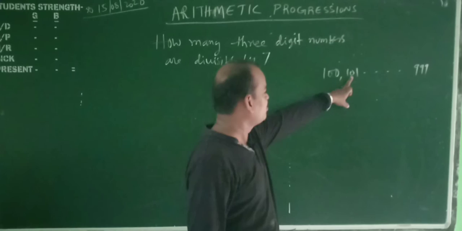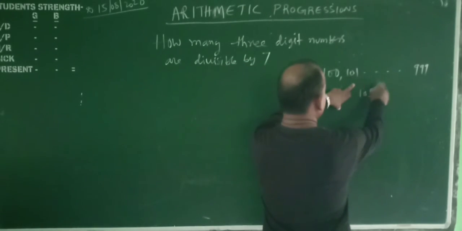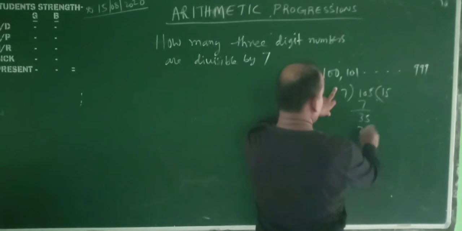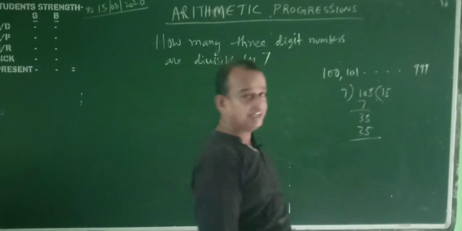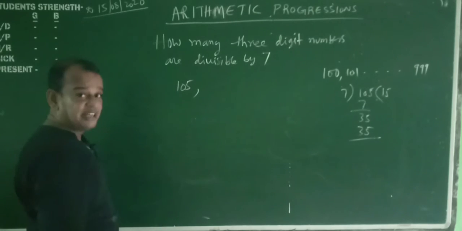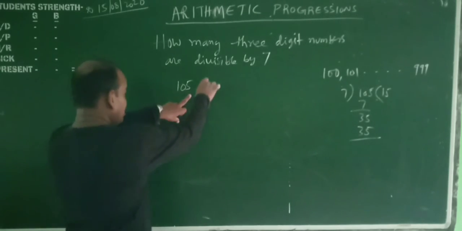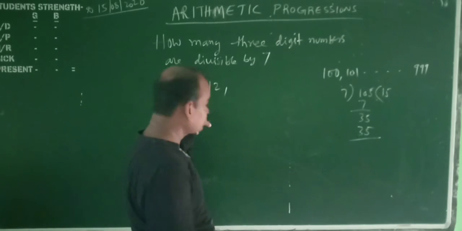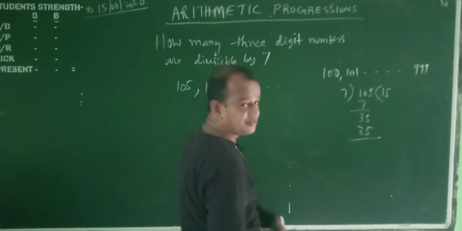101 divisible by 7? 7 ones are 7, 31, no. 102, 103, no. 105: 7 fives are 35, 15 sevens are 105. Now the starting number is 105, the first three-digit number divisible by 7. Next 112, next 119, and so on.